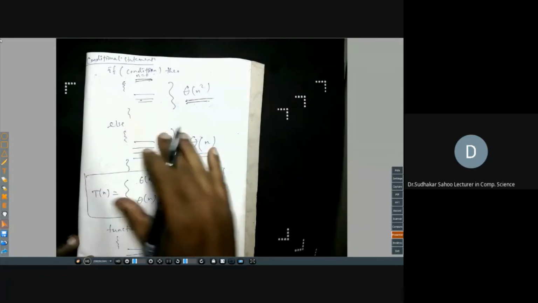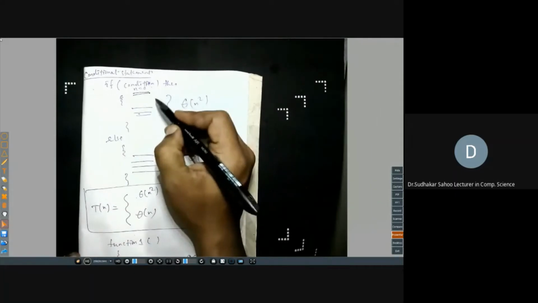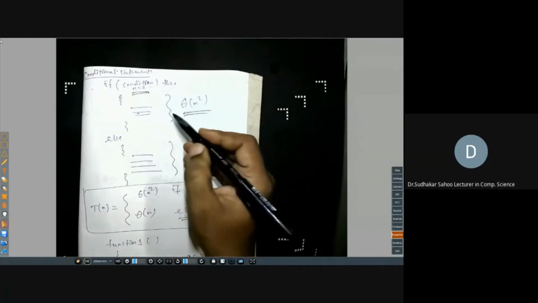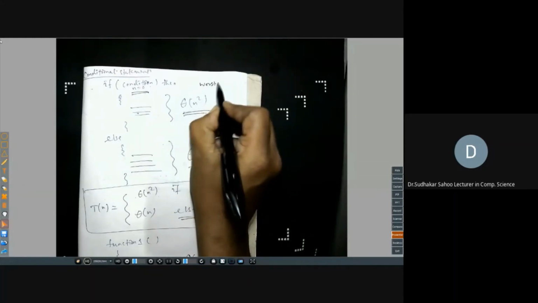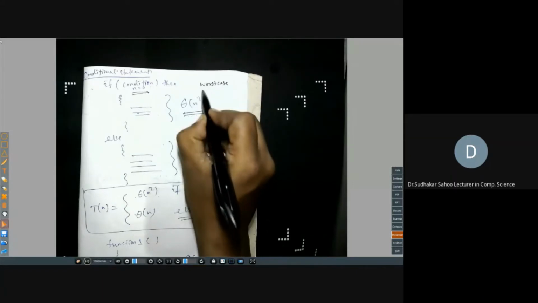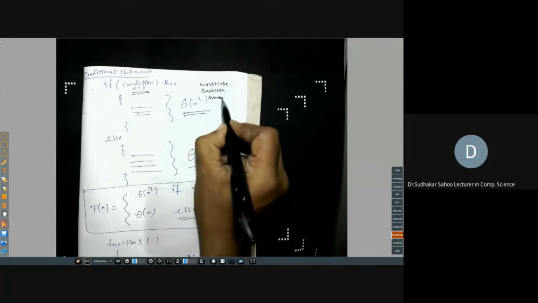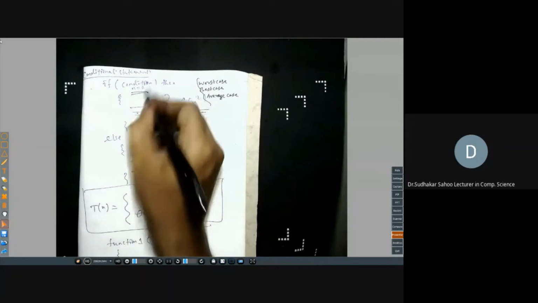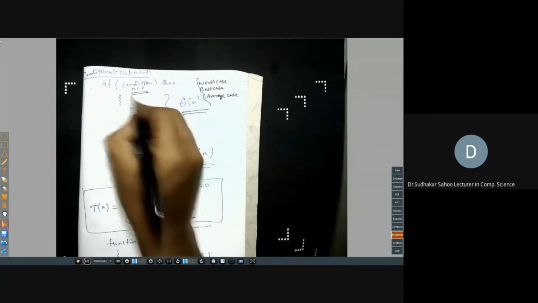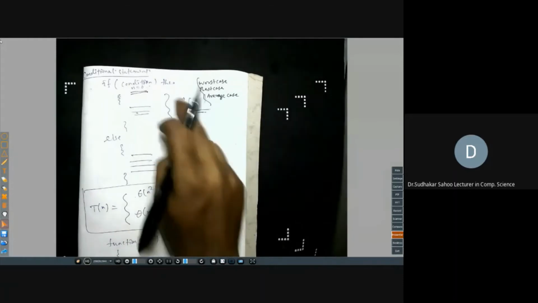It also depends on the exact problem. When we develop the algorithm, you will understand how to compute the time when there is an if else statement, because that also varies for worst case, best case, and average case. So we also have to check how many times this if condition is executed. Accordingly, we have to write the complexity.